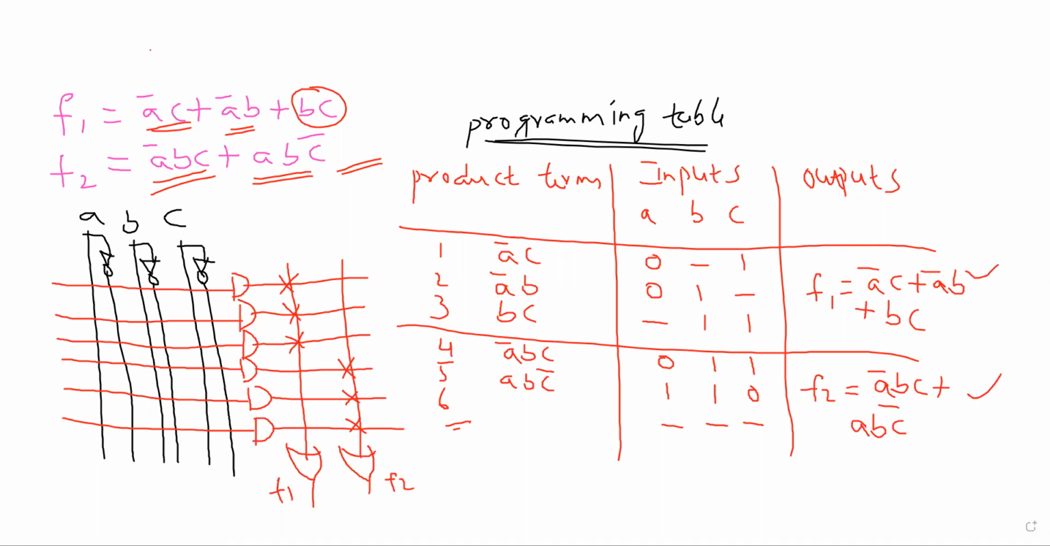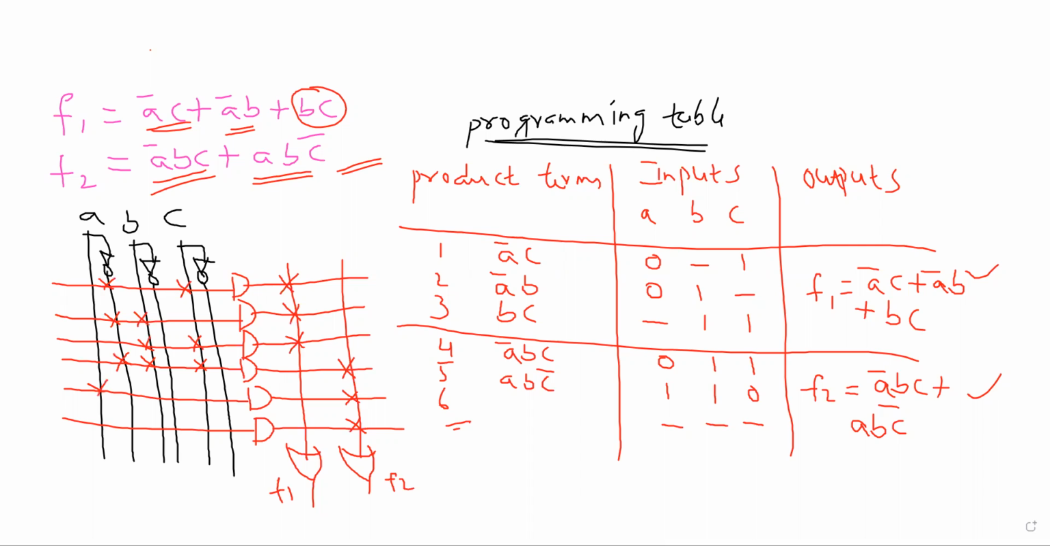Now in the first product term, what is the connection? A complement into C. For the second product term, A bar into B. That means once again A complement into B. The third one is B into C. What is the fourth one? A complement into B into C. Now what is the fifth one? A into B into C complement.